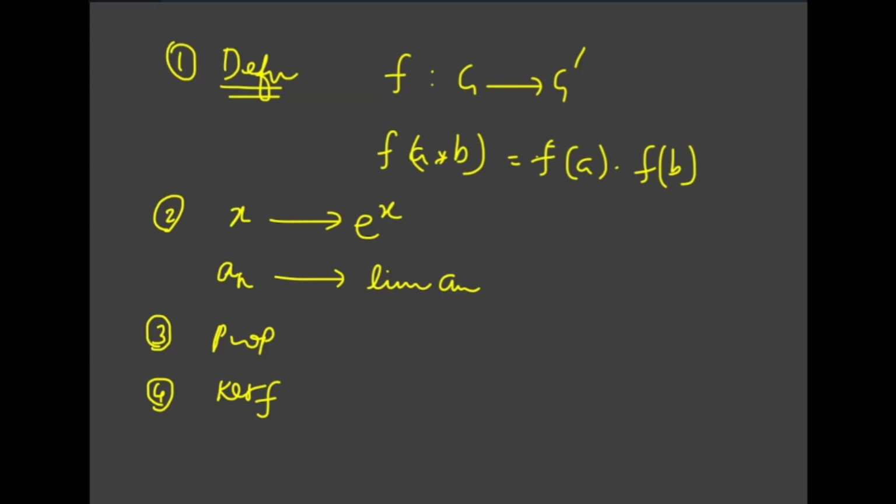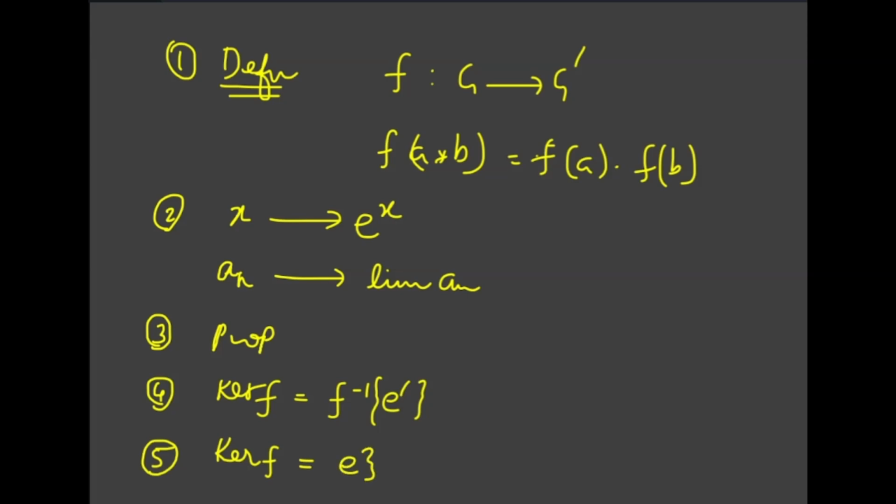The kernel is nothing but the pre-image of the identity element of the codomain group, right? Kernel f is nothing but f inverse of e dash, the pre-image of the identity element of the codomain group. After that we did a very important result which said the kernel contains only the identity element if and only if f is 1 to 1, right? So this is what we did today, and that's it.